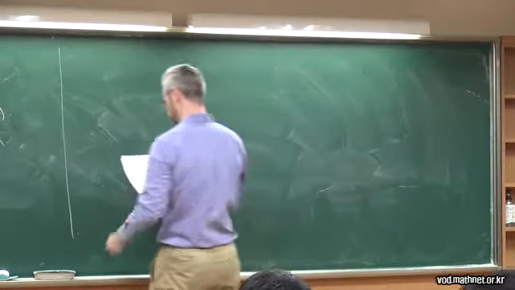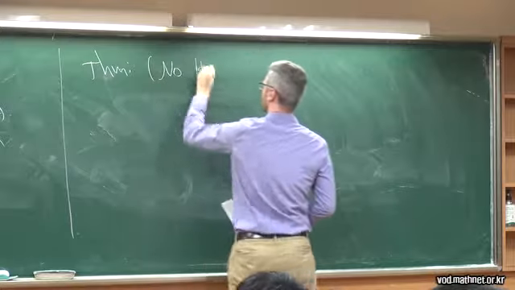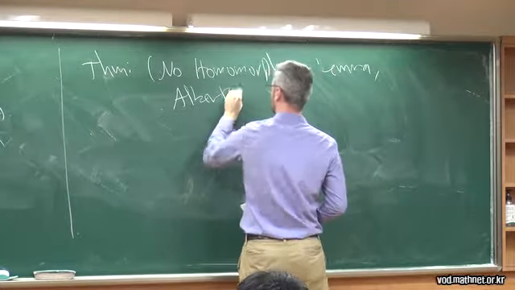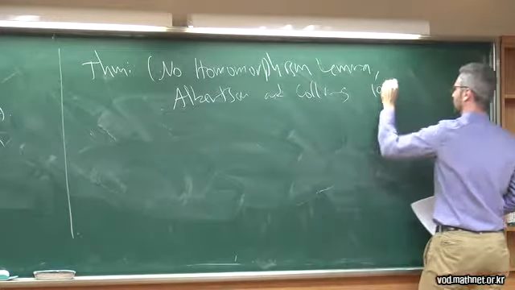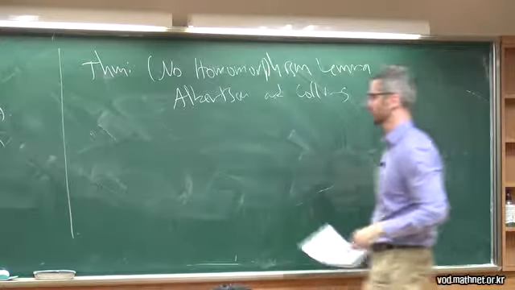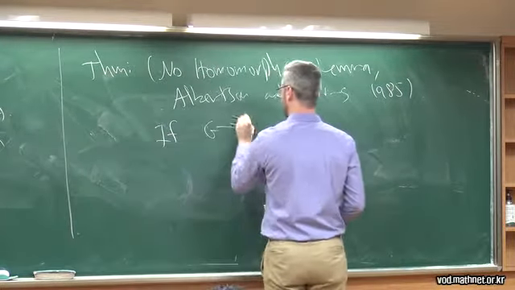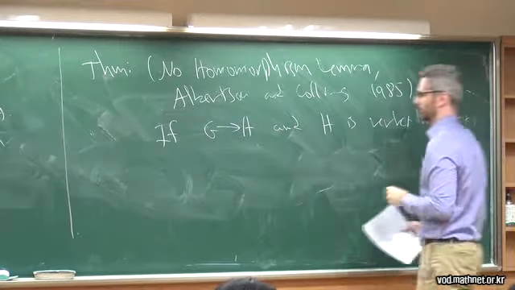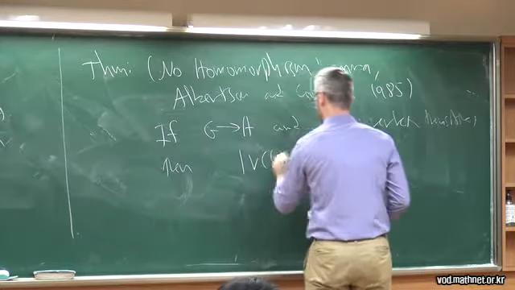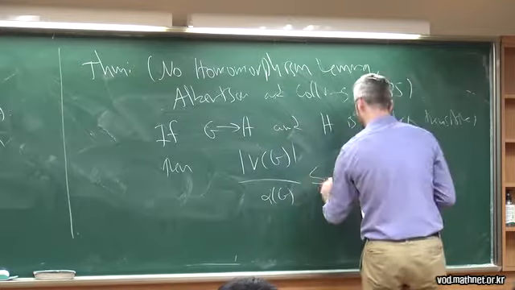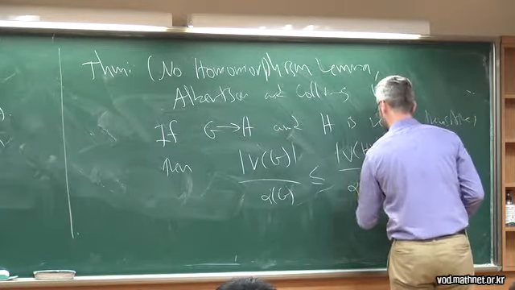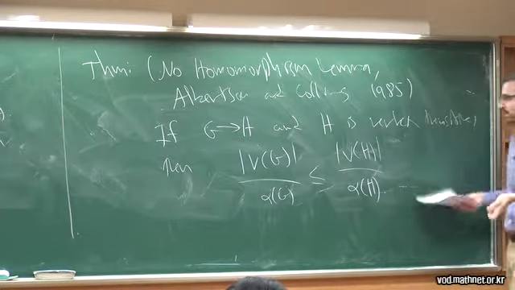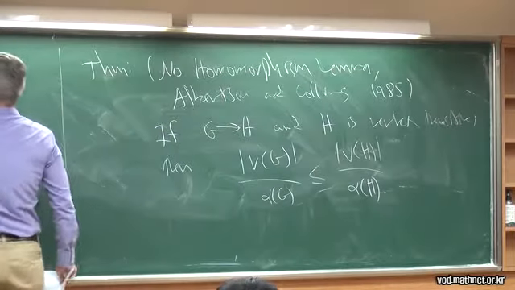So from this theorem we have, as a corollary, a very famous theorem. This is known as the no homomorphism lemma, first shown by Albertson and Collins in 1985. And it says that if I have a homomorphism from G to H, and H is vertex transitive, then I have the following inequality relating what are often called the independence ratios of these two graphs. The size of the vertex set of G divided by the size of its largest independent set is at most the number of vertices of H divided by the size of its largest independent set.